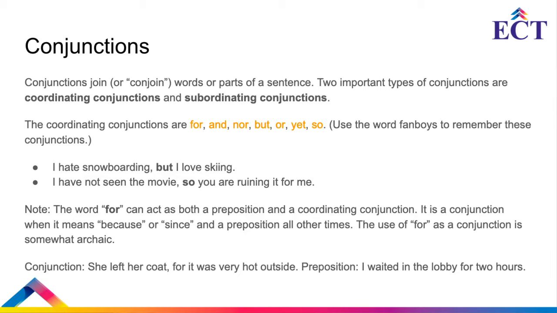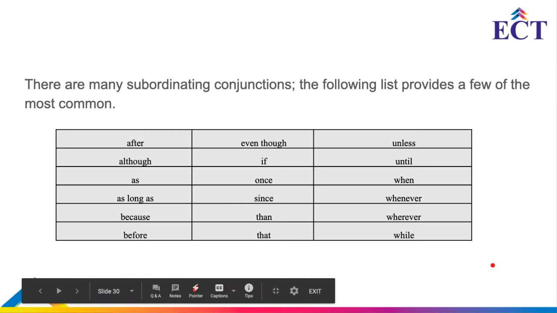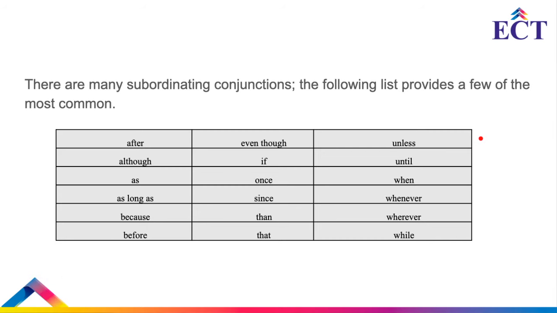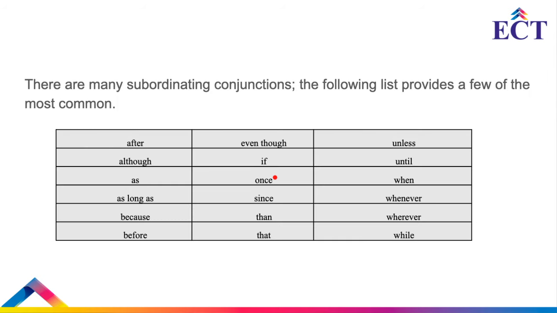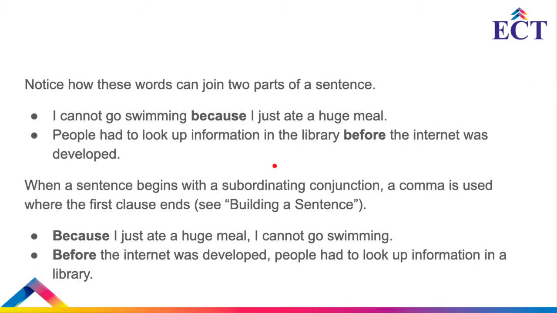Let's see this one. There are many subordinating conjunctions. The following list provides a few of the most common ones. So these are some of the subordinating conjunctions. See, there are two types of conjunctions, coordinating and subordinating. We will see what the difference is, but just look at these terms. So these are subordinating conjunctions.